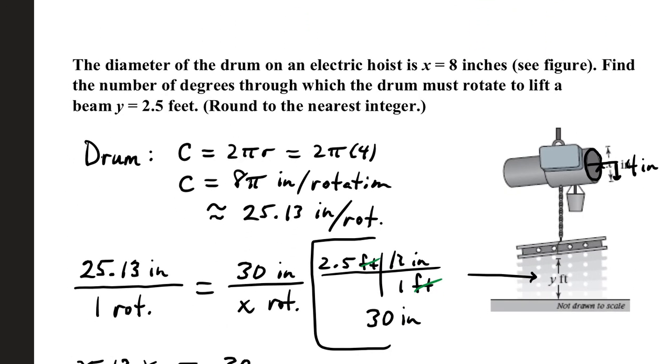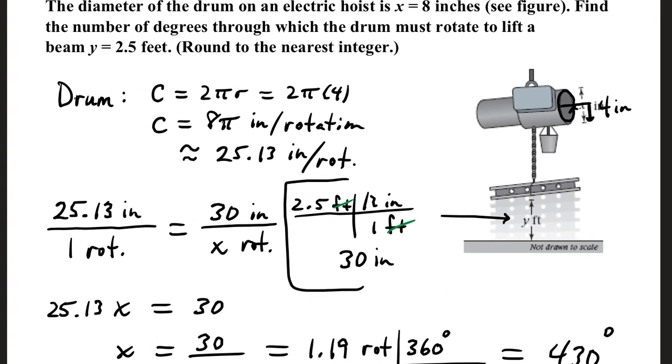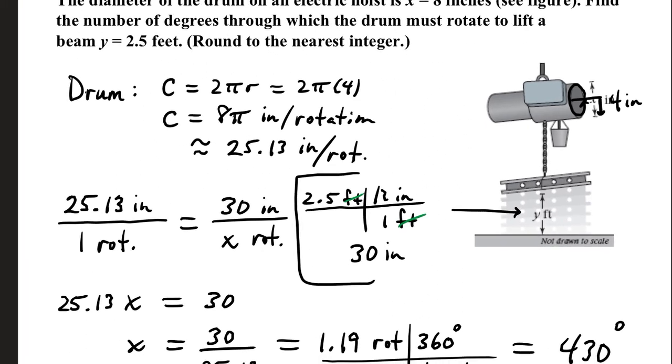The diameter of the drum on an electric hoist is 8 inches. Find the number of degrees through which the drum must rotate to lift a beam 2.5 feet. Now, the drum is given in inches, but the total distance here is in feet. 2.5 feet is the same as 30 inches.